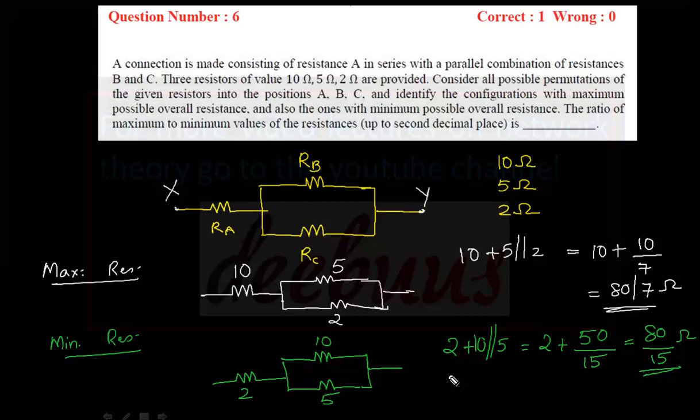Now going to the final answer, the ratio of maximum to minimum value of resistance must be 80 by 7 divided by 80 by 15, or into 15 by 80. So the answer is 15 by 7. 15 by 7 is equal to 2.14. So 2.14 is the final answer.